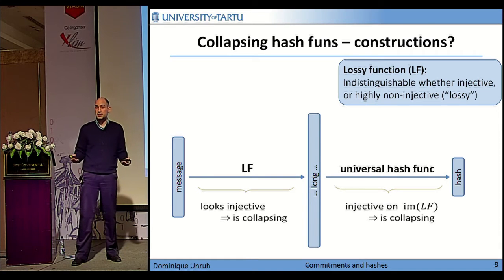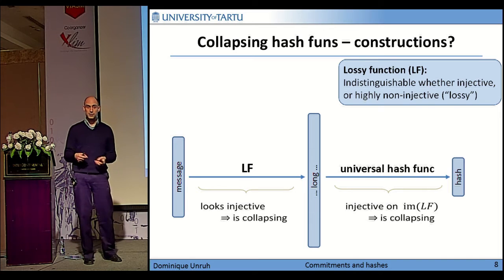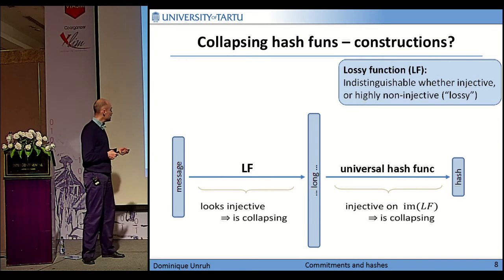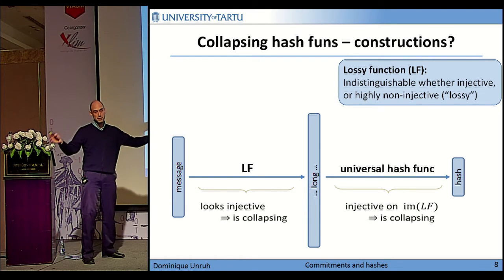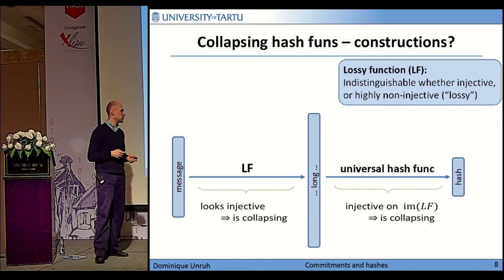And an injective function is easily seen to be a collapsing function, because an injective function doesn't even have collisions. So in particular, you will not be able to have a superposition of collisions. So a lossy function is a collapsing function, but a collapsing function with a range that is bigger than the domain, so that's so far pointless.